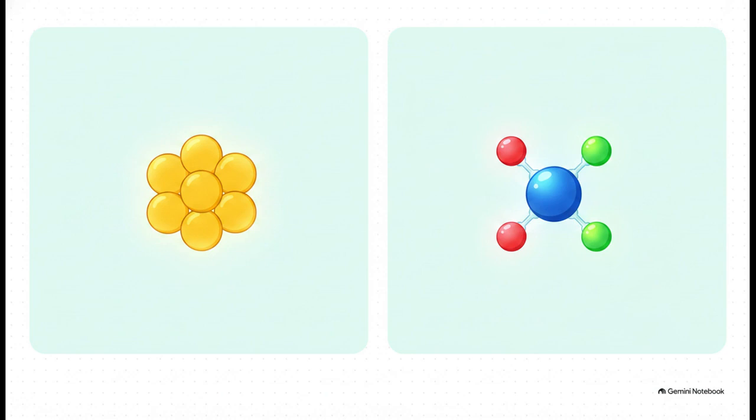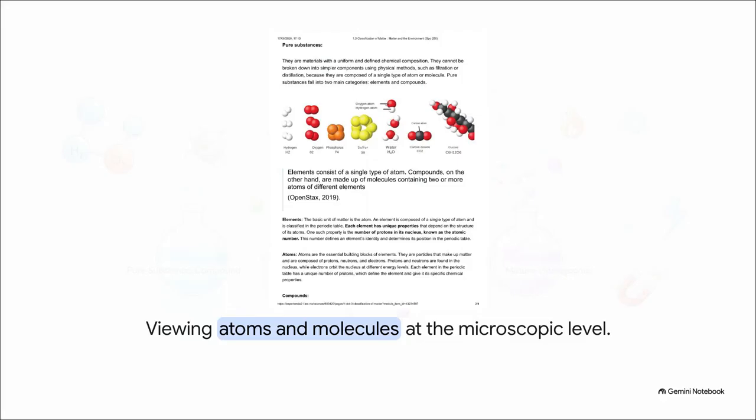Elements are made of just a single type of atom. Compounds, on the other hand, are chemical combinations of two or more different elements that are locked together in a defined ratio. Zooming right down to the microscopic particle level makes this so much easier to see. For elements like oxygen or hydrogen, every single tiny sphere in a cluster is exactly the same, representing just a single type of atom. But with compounds, like water, which is H2O, you have different atoms actually bonded together to make a new molecule. It's a very specific chemical recipe.